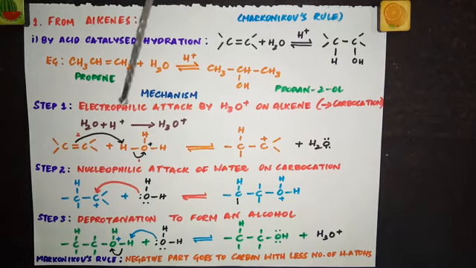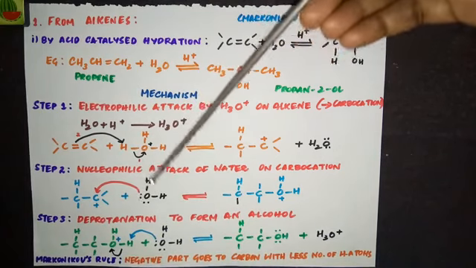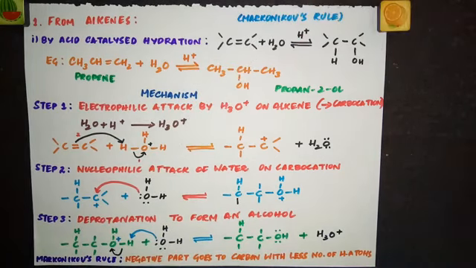Here also we are using electrophilic attack and here we are using nucleophilic attack, because here this is plus, this is an electrophile, and here this is electron rich, so it is a nucleophile. So this is called electrophilic attack and this is called nucleophilic attack. And remember, acid catalyzed hydration of alkenes follows Markovnikov's rule.